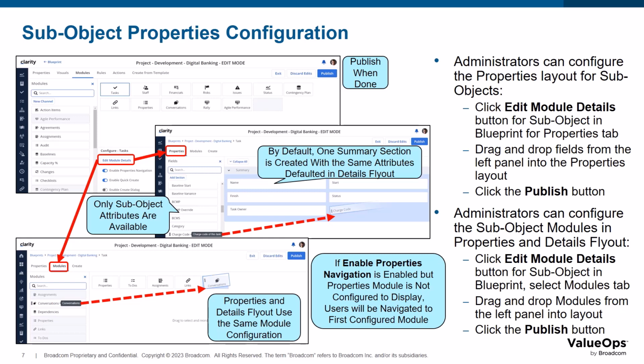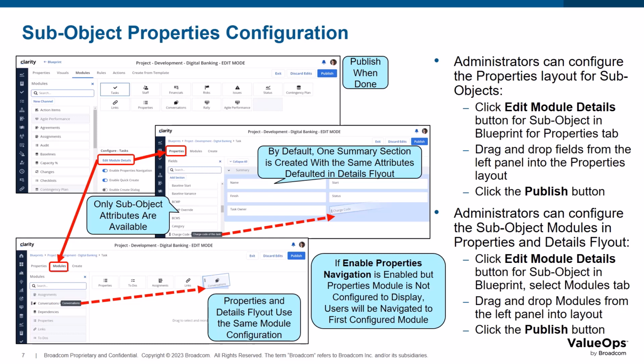When you do that, you'll get the screen here that will have Properties, Modules, and the Create. The first tab that you'll be navigated to is Properties. And on that layout, similar to how you would for Master Objects Properties, you will just drag and drop the attributes that you want to show in your subobject property screen. And only those attributes on the subobject are available in the layout.